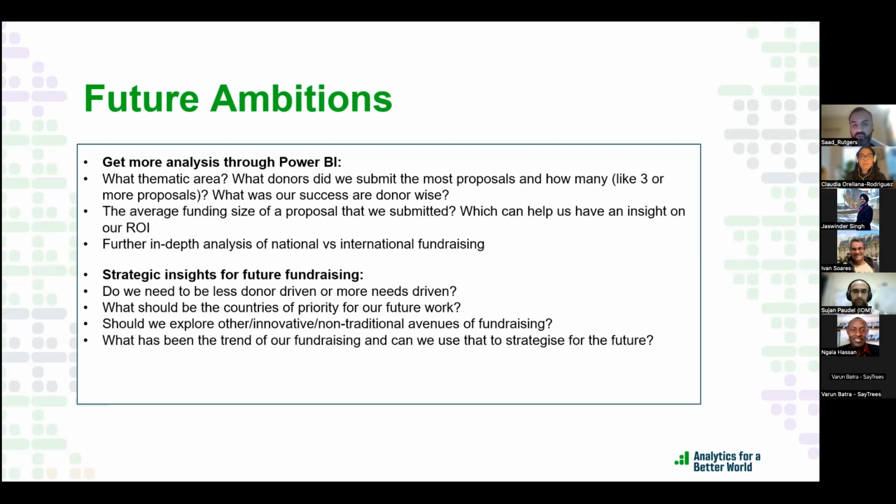And secondly, what should be the countries of priority for future work? We always keep a record of what countries we have submitted proposals for and have projects in, but there are some countries which we call donor darlings, and there are a lot of countries in which it might be more valuable to work in the future. We might need to look for those donors who have not worked in certain contexts and countries where we can add a lot of value.